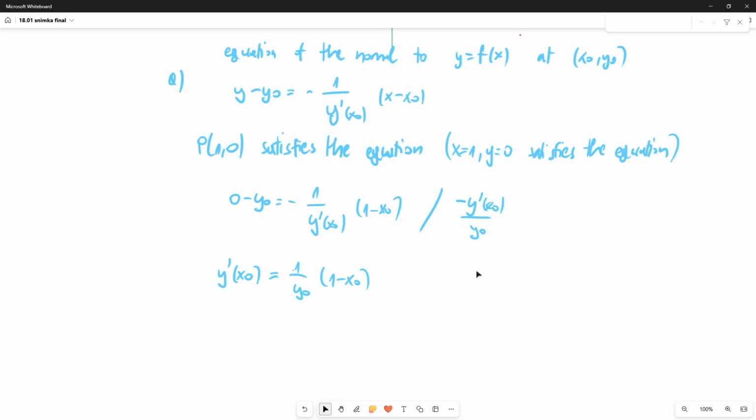Now, since x0, y0 is any point on the graph y equals f of x, we can generalize and replace x0, y0 with x, y. Therefore, we have y prime is equal to (1 minus x) over y. And this is the differential equation that was given to us.